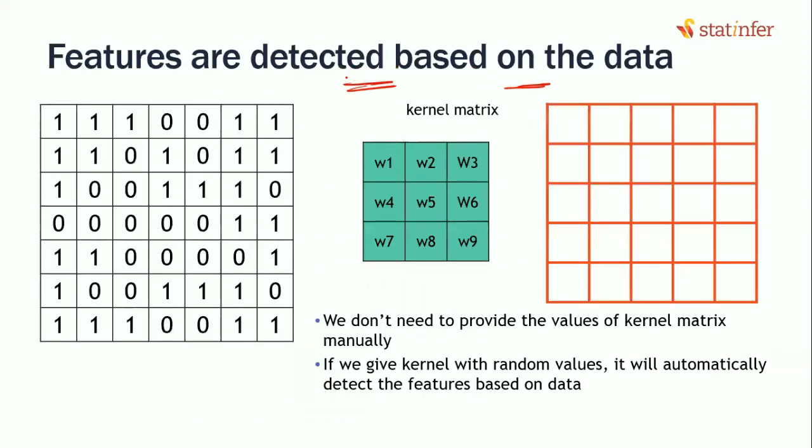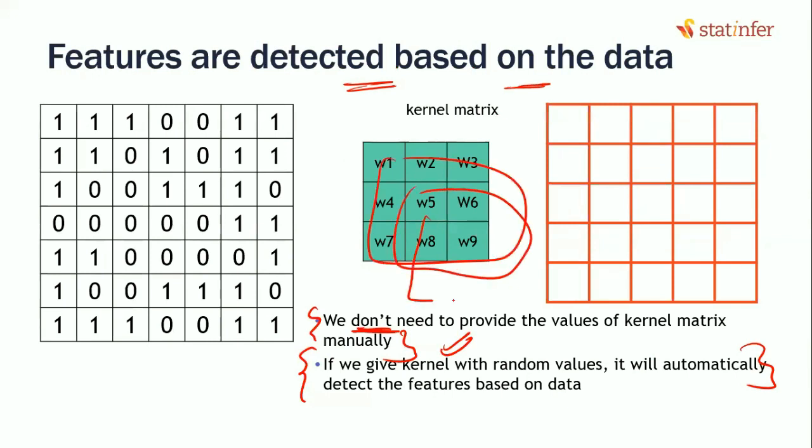Features are detected based on the data. We don't need to provide the values of the kernel matrix manually. If we give random values in the beginning and give a sufficient number of kernel matrices, not just one but many more, however many features there are, that many kernel matrices you have to give.